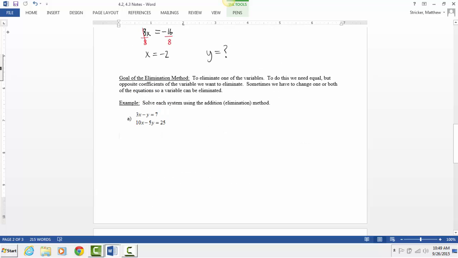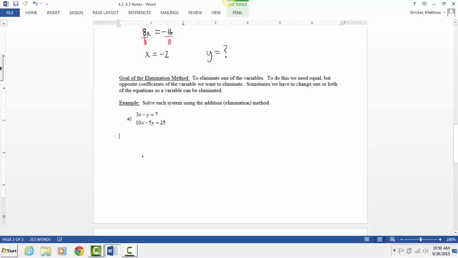So if I look at the next example, notice that what we have is, again, two equations. The x's are lined up, the y's are lined up, and the numbers are lined up. But do we have the same thing that we had in the last one where we had the same numbers but different signs? We have 3 and 10. Those aren't the same. And we have essentially a 1 here, a -1 and a -5. Those aren't the same. So we're going to need to do a little bit of work here.